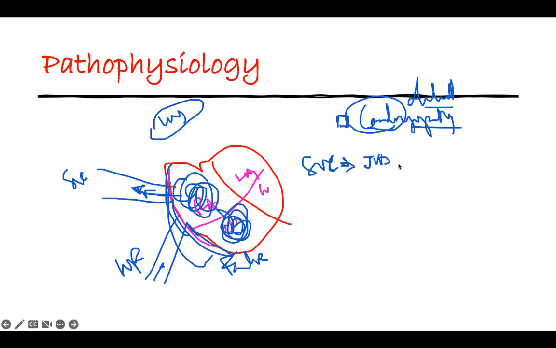So we call it JVD, which in the test can give you something we call CVP, central venous pressure. That means the pressure in the vein is too high. Usually the normal is 2 to 8. So you see increased CVP, so it will be greater than 8. Increased CVP is the same thing as increased JVD, which is the same as a high level of blood in the superior vena cava. And so that's what you see.